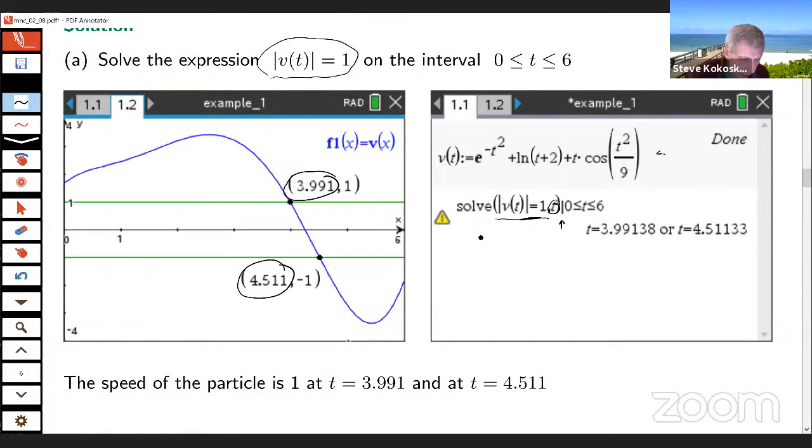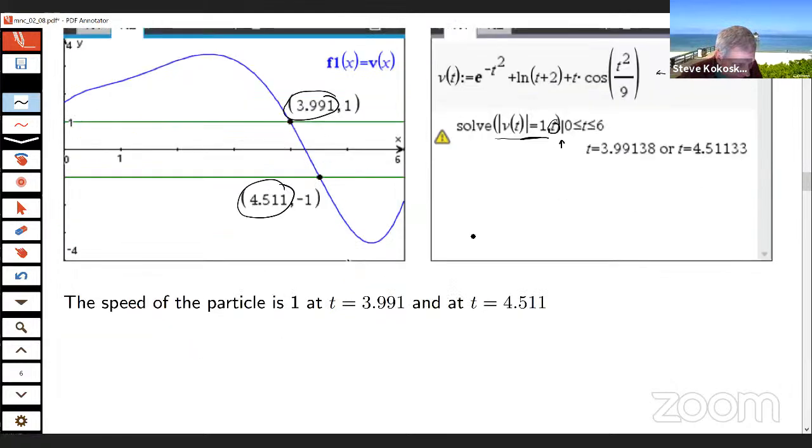Yep. With you, Steve, on the visualization first, explore graphically. I live and die by that graph. Yep. I'm with you. Very good.